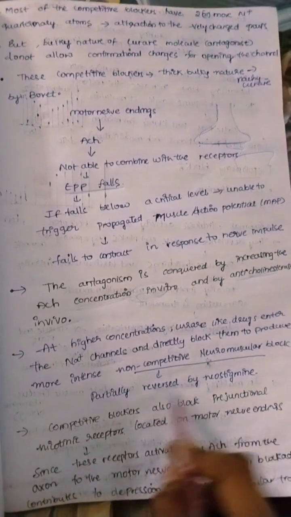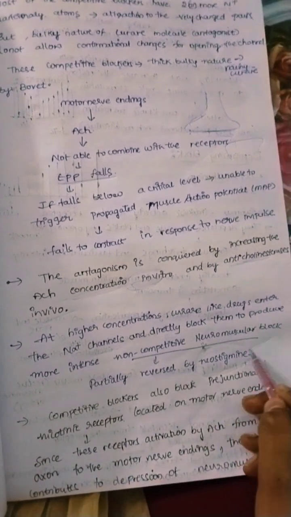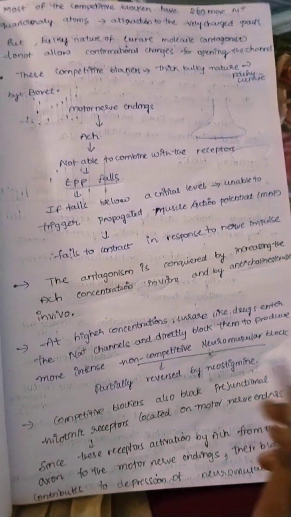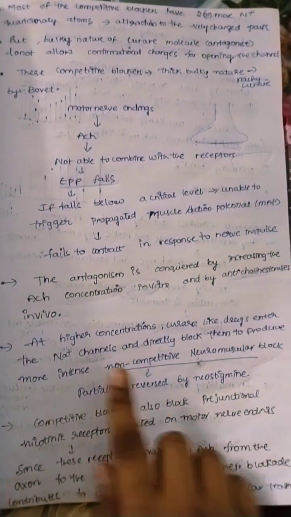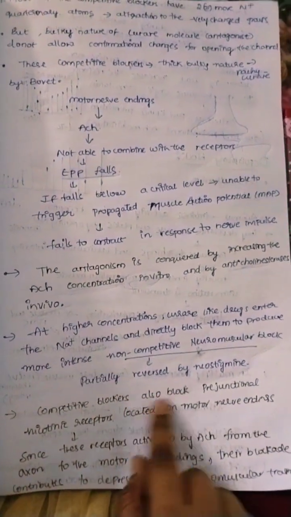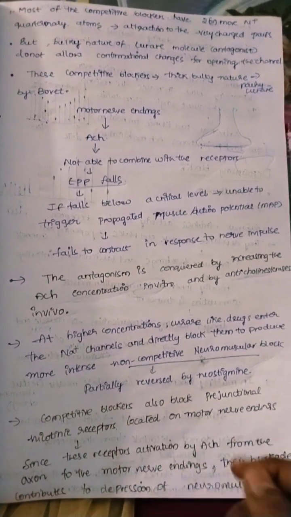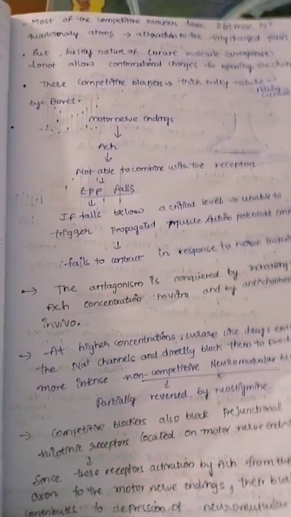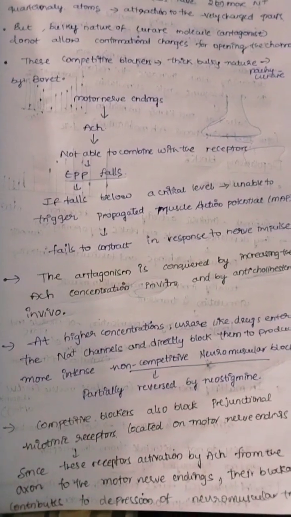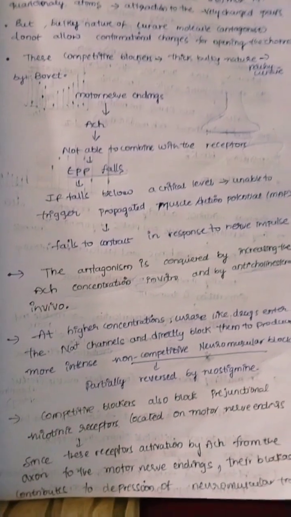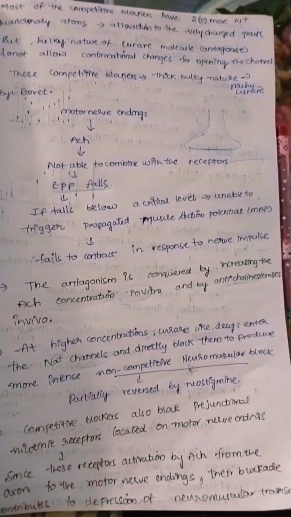This is partially reversible by neostigmine, which is an anticholinesterase, and it will increase the acetylcholine concentration and prevent the sodium channel blockade. Next, competitive blockers also block the prejunctional nicotinic receptors, which are located on the motor nerve endings. Activation of this receptor by acetylcholine from the axon and motor nerve endings is blocked, and this will contribute to the depression of neuromuscular transmission.